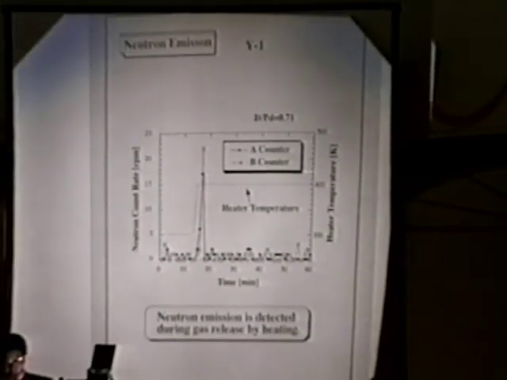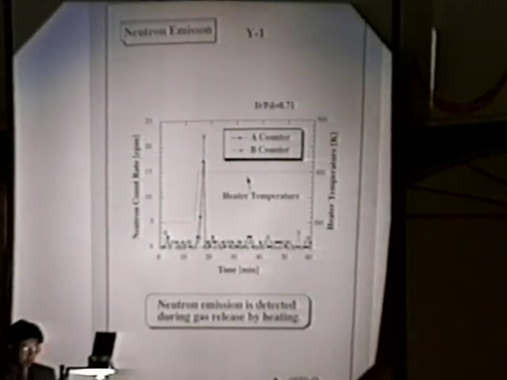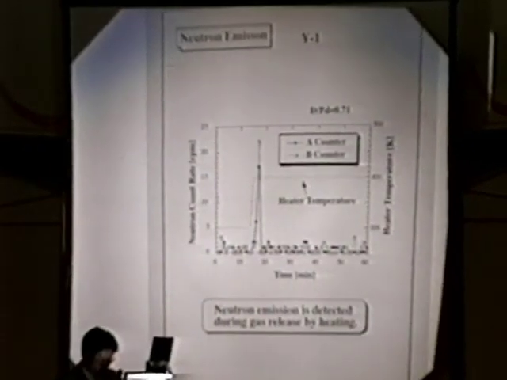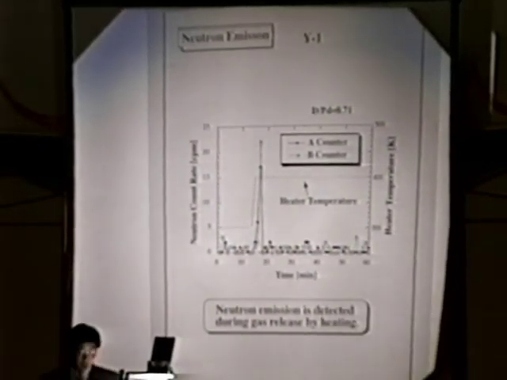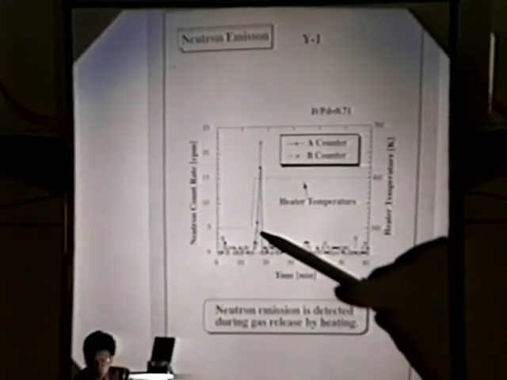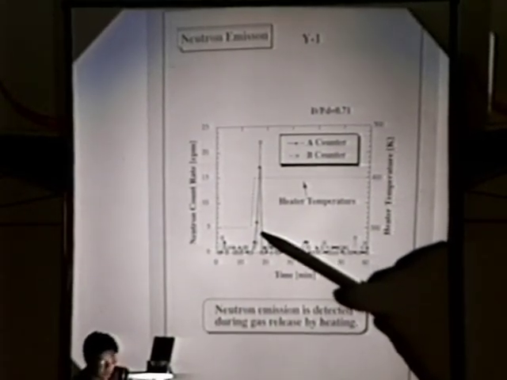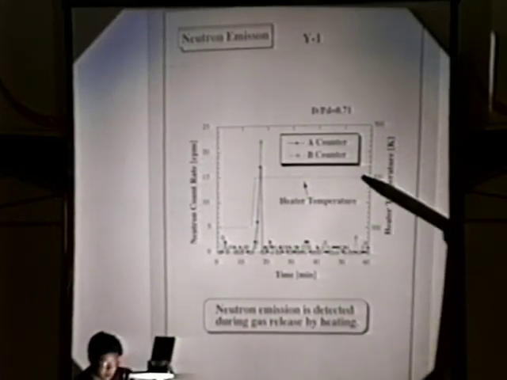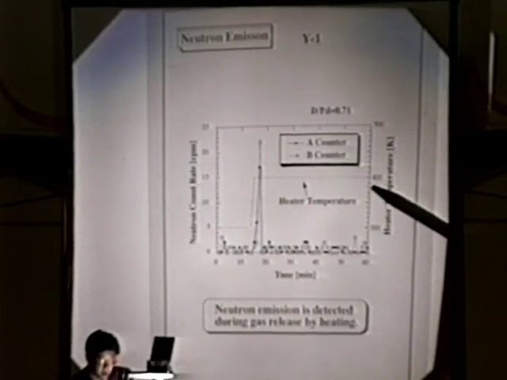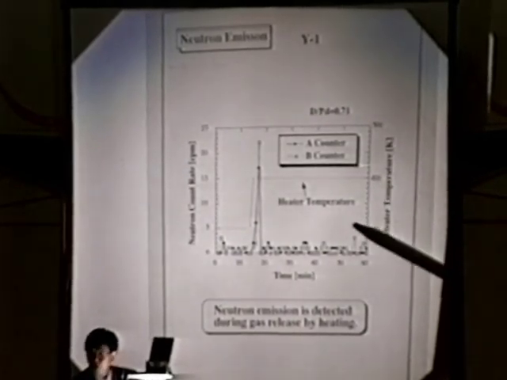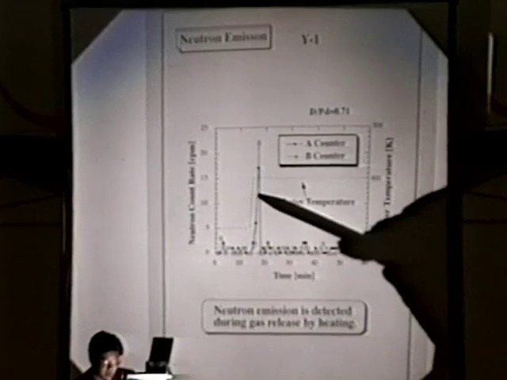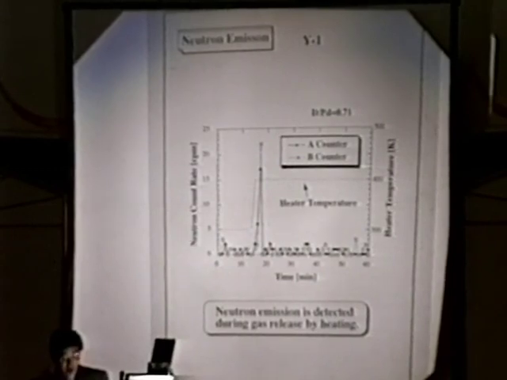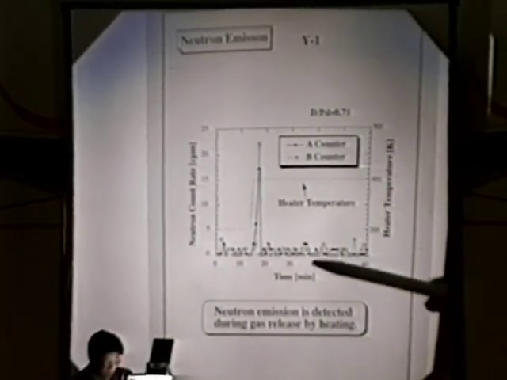At first, the heater temperature is equal to room temperature, so we can see only background neutron counting here. At this point, the heater was switched on. Since the temperature of the sample became 100 degrees centigrade, that is about 400 Kelvin, deuterium gas was released rapidly at this point. Simultaneously, we observe a clear neutron emission peak as shown here.